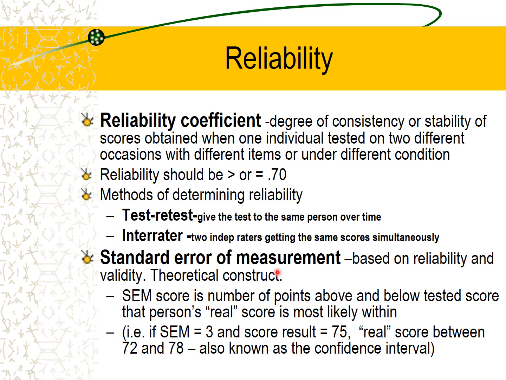Again, we have that SEM score. Again, that's based on reliability and validity. Looking at, when I say theoretical construct, I mean like fine motor domain or gross motor domain, self-care domain. So it's the number of points above or below that's tested of what that patient's real score is most likely within. So again, hypothetically, if you were going to give an assessment to a child and they were really, really good one day, and then hypothetically you were going to give it again, but they had a headache, okay, your SEM score may be 3. And so your standardized score is 75, and so then you would plus or minus that 3 from 75, and so then your range would be 72 to 78.